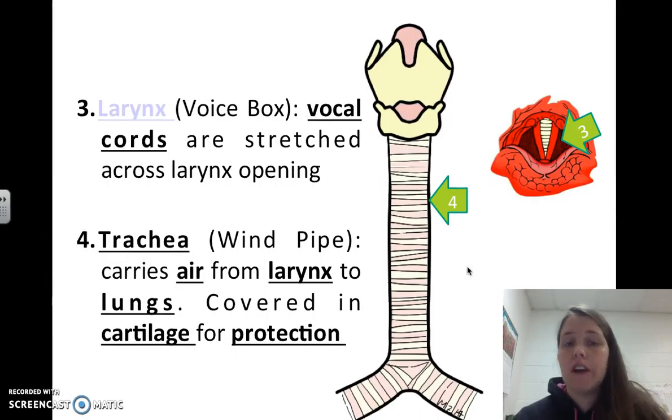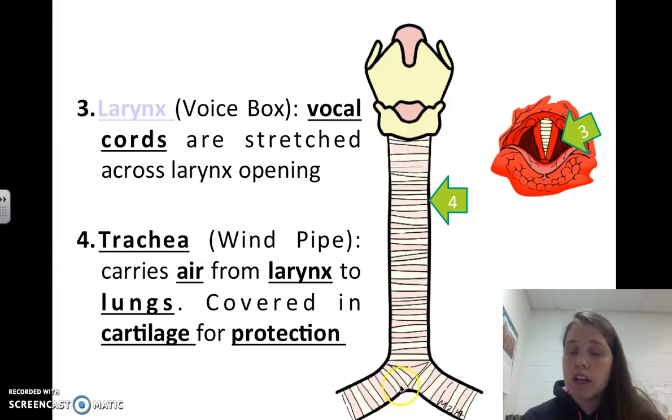So you also have your larynx, or voice box. This is a part of your respiratory system. If you put your fingers right here while you talk, you're going to be able to feel it vibrate. And these are vocal cords, and they're stretched across the larynx opening, okay, the opening of the larynx.